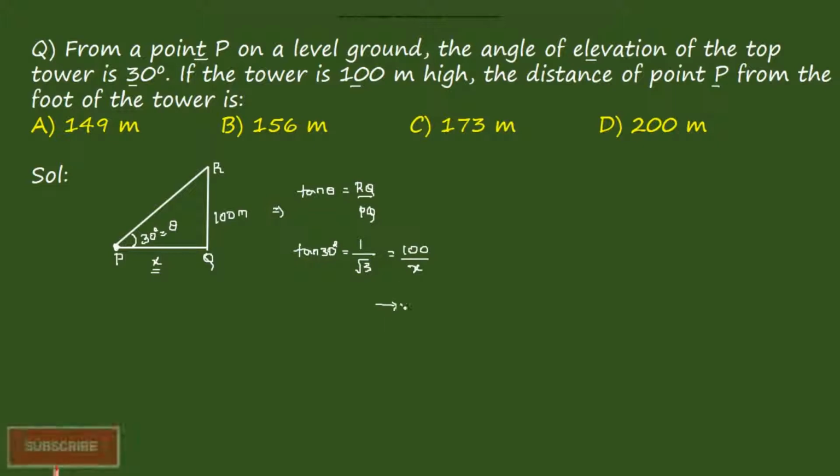Then we get an x value equal to 100 root 3, right? But we know that root 3 is equal to 1.73. Then x is equal to 100 into 1.73, which equals 173 meters. So the answer is option C. The distance from point B to the foot of the tower is x, which is equal to 173 meters. Now come to the next question.